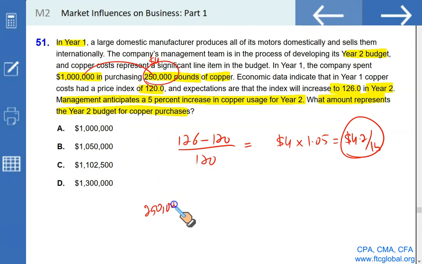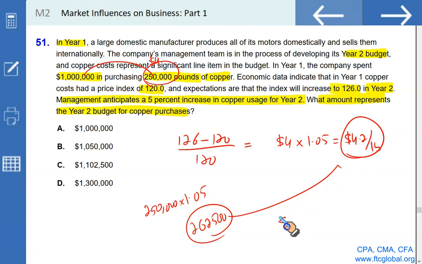250,000 pounds increased by 5%. The new quantity for the next period is going to be 262,500 pounds to be acquired at $4.2. So the total cost will be $1,102,500. That would make C the correct option.